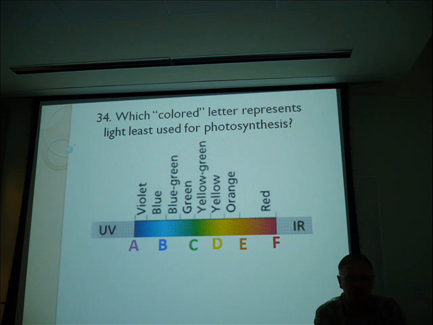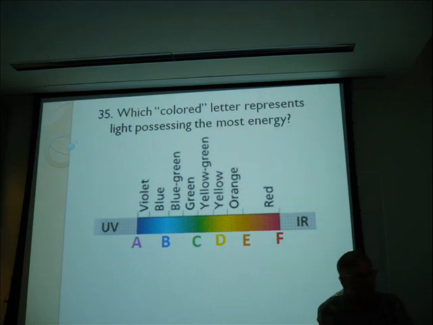Which one is the least used for photosynthesis? Green, because that's what you see coming off of it. If you see it, it ain't going in. What color light has the most energy? Violet. Those real short wavelengths have tons of energy.